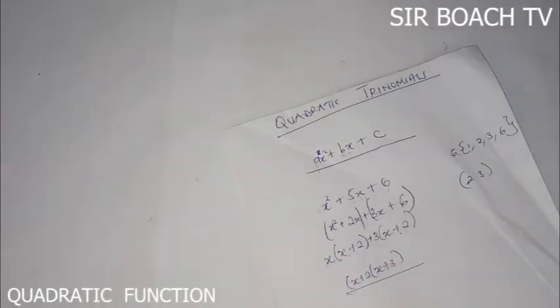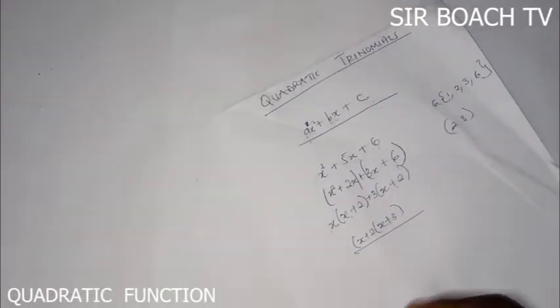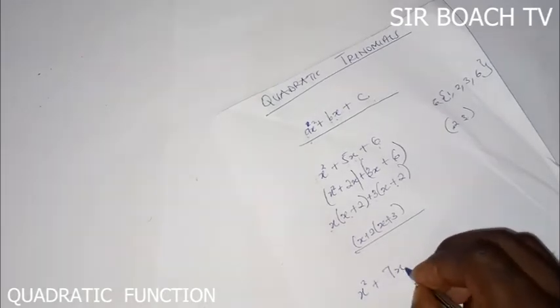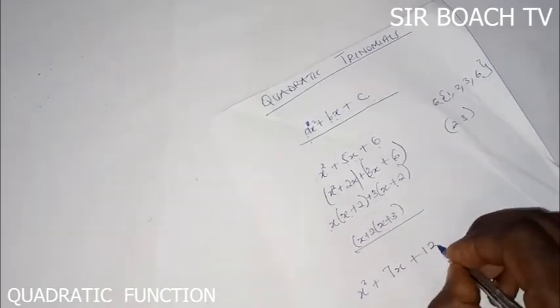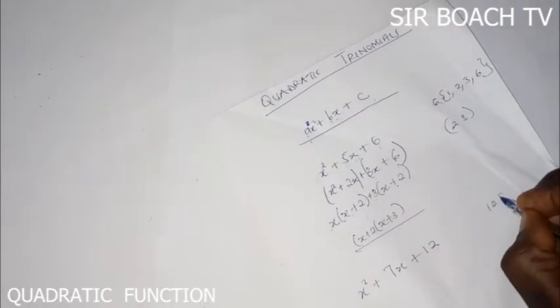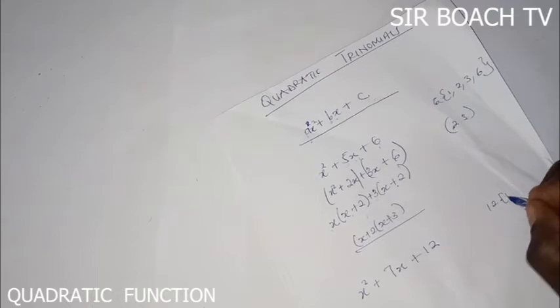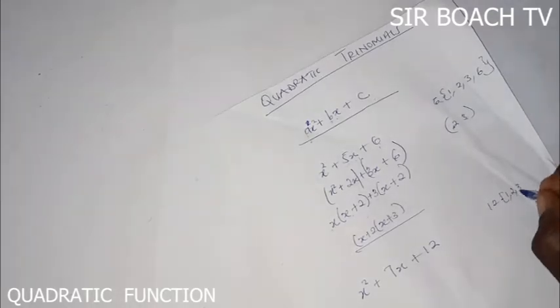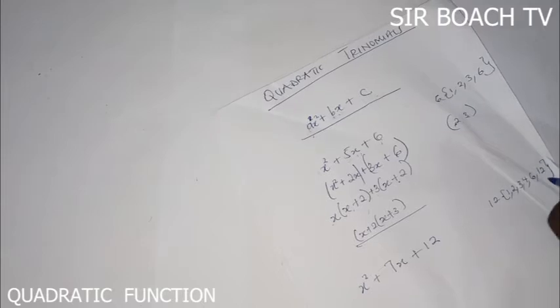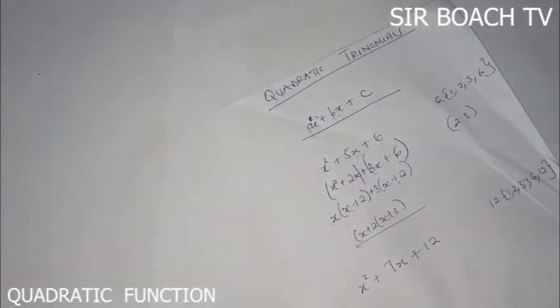Are we good? Let's pick another example. So let's pick x squared plus 7x plus 12. The same way, the coefficient here is 1. So 1 times 12 gives me 12, right? So I'll find the factors of 12. Let's find that first. So I'll get 1, 2, 3, 4, 6, and 12 itself. These are the factors of 12.